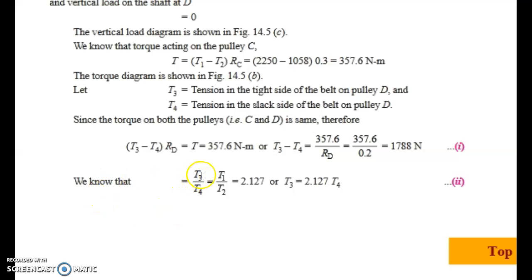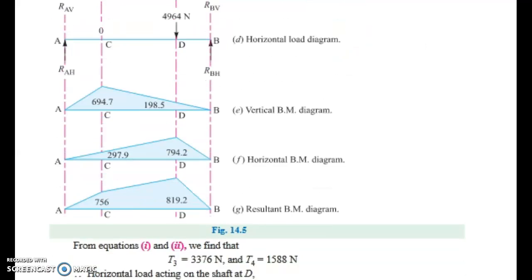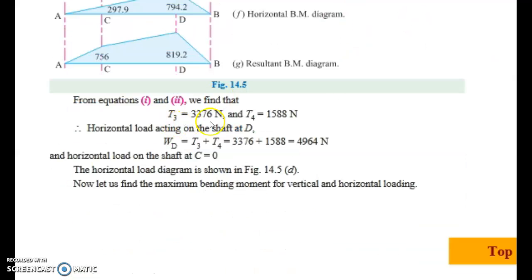Now we can take T3 by T4, that is the tight side by slack side, which is equal to T1 by T2, and that value is equal to 2.14127, because the values of T1 and T2 we already calculated. Now we can convert T3 in terms of T4, and if we substitute this value in the previous equation, we can find each of T3 and T4 separately. T3 we will get as 3376 Newton, and T4 is equal to 1588.